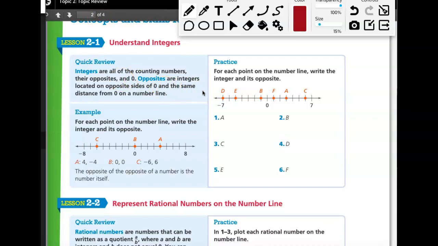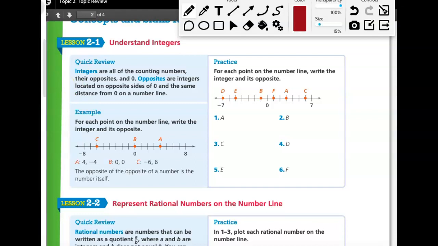Let's work on this one. It says for each point on the number line, write the integer and its opposite. Let's start with question number 1 with Alex. Alex, where is A located and what's the opposite? Tiffany first. For number 1, the letter A would be 3 and the opposite would be -3. So 3 and negative 3 is correct.